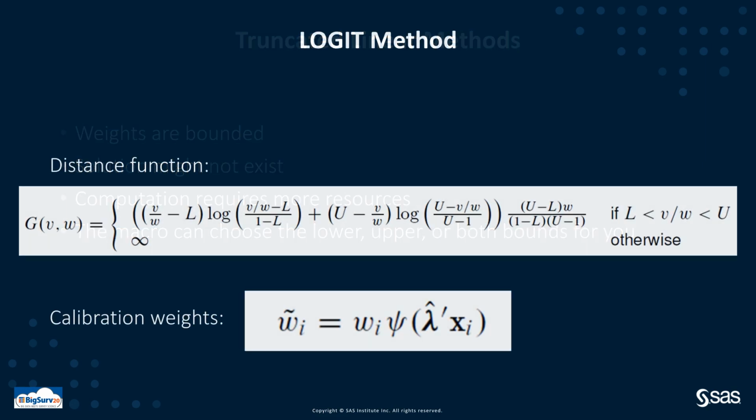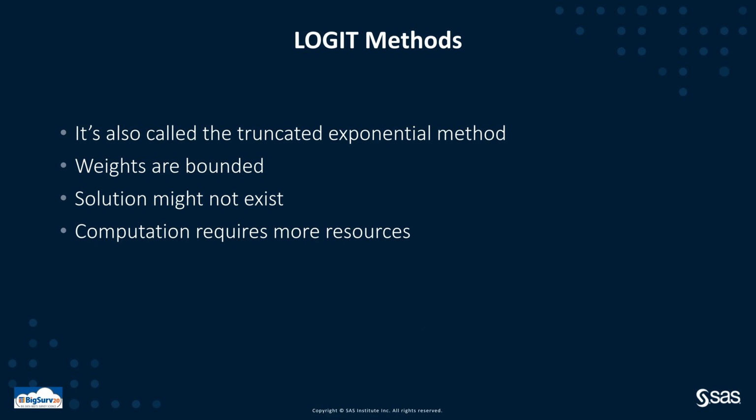The fourth method is called the LOGIT method, also known as the Truncated Exponential Method. It also sets the bounds to the ratio of the final calibration weights over the original weights. The LOGIT method creates calibration weights that are bounded, but it can also run into problems if the lower bound is set too high or the upper bound is set too low. Again, if you're not sure about what bounds you should use, you can just leave that to the macro to decide.